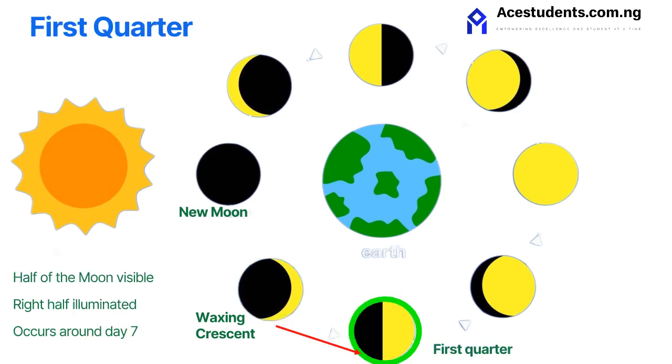About 7 days after the new moon, we reach the first quarter. Half of the moon appears lit. However, remember something important. The moon is not half lit. It is always half lit. We are simply seeing half of the lit half. Note, first quarter does not mean 1/4 of the moon is lit. It means 1/4 of the orbital cycle is complete.